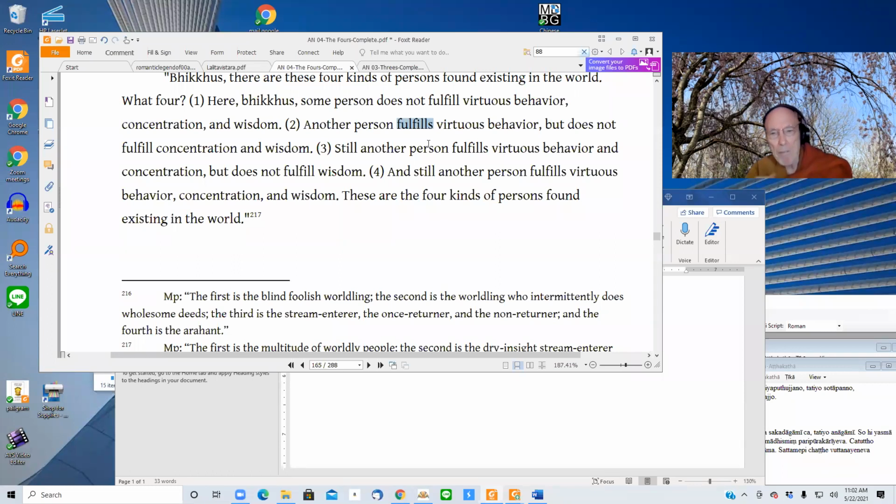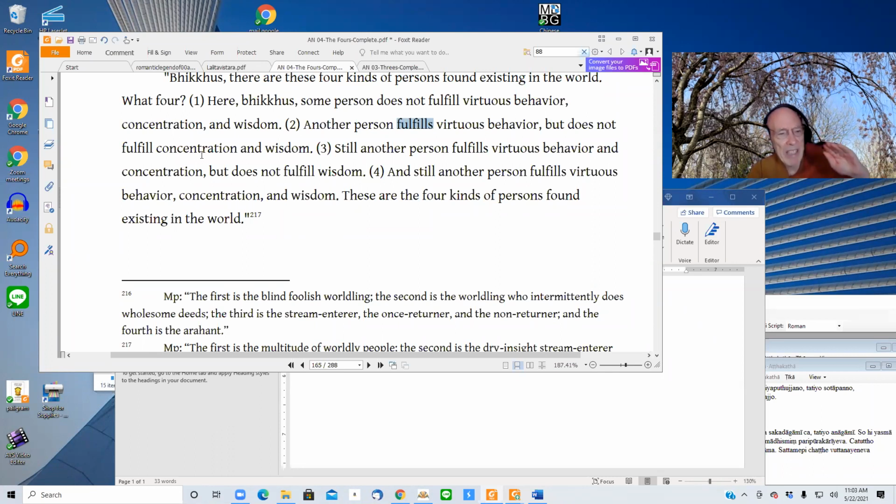And so the stream enterer fulfills virtuous behavior in that they acquire the attainment of stream entry. They acquire the virtues, the sila, dear to the noble ones, which means that they are consistent and diligent in their observance of at minimum the five precepts. They don't violate the five precepts, they don't break them, they don't compromise them, they don't trample upon them, even to a slight degree. It is said that the noble one observes the five precepts without breach, without blemish, without holes or tears in their observance.